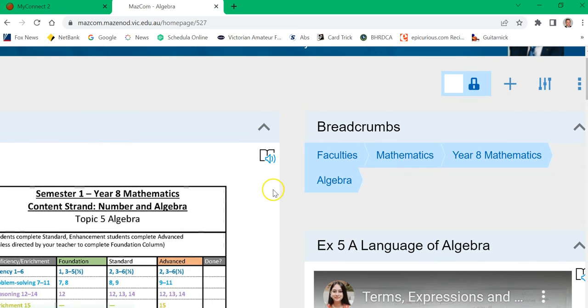So this morning is a revision lesson to get the holiday cobwebs out of our brain and make sure that we are up to and including expanding and factorizing terms.